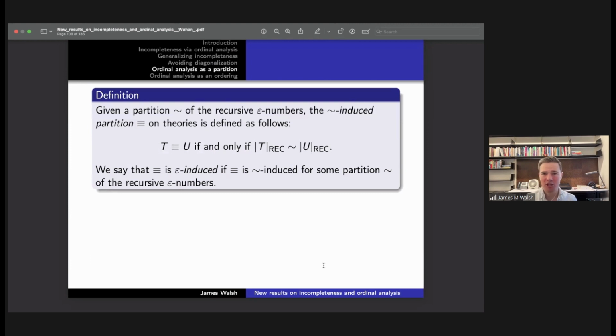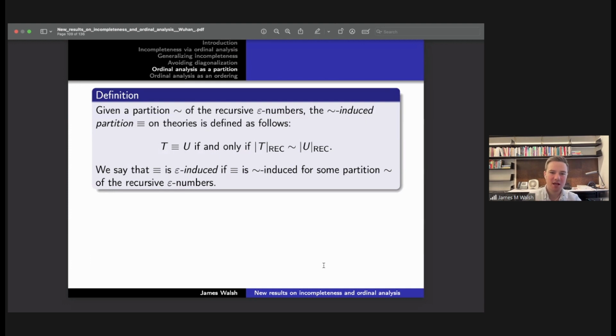Let's say I have this partition, tilde, of the recursive epsilon numbers. This is actually going to induce an equivalence relation, or a partition, equiv, on theories, which is defined as follows. We say that T is equivalent to U if and only if the proof theoretic ordinal of T is tilde-equivalent to that of U. So we have this equivalence relation tilde on recursive epsilon numbers, and this induces an equivalence relation on theories. Two theories are equivalent in the sense of equiv if their proof theoretic ordinals are equivalent in the sense of tilde. We know that their proof theoretic ordinals are going to be recursive epsilon numbers because we're restricting our attention to Pi^1_1-sound, Sigma^1_1-definable extensions of ACA_0.